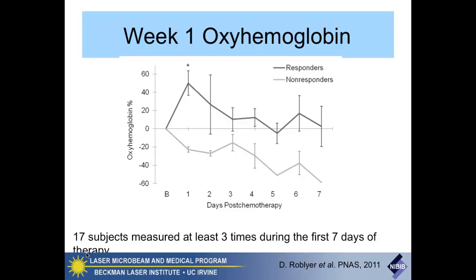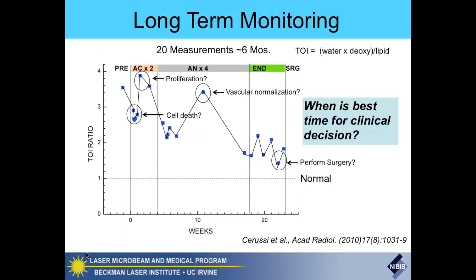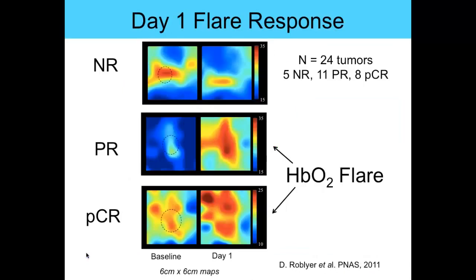So we looked at this in a little bit more detail, and Darren Robillé and Shigeto Ueda led this study, and they showed, oops, this is backwards. I'll skip over this. What they showed was that the pathologic responders seemed to show an oxyhemoglobin flare on the first day. And if the patients had that flare, then they were likely to be responders to the chemotherapy.